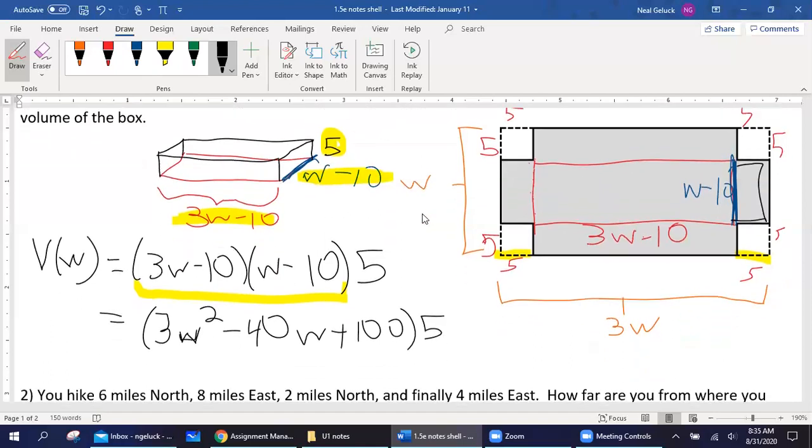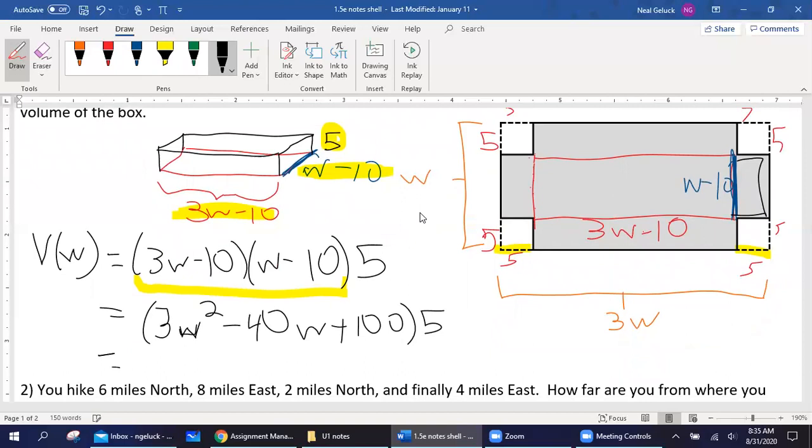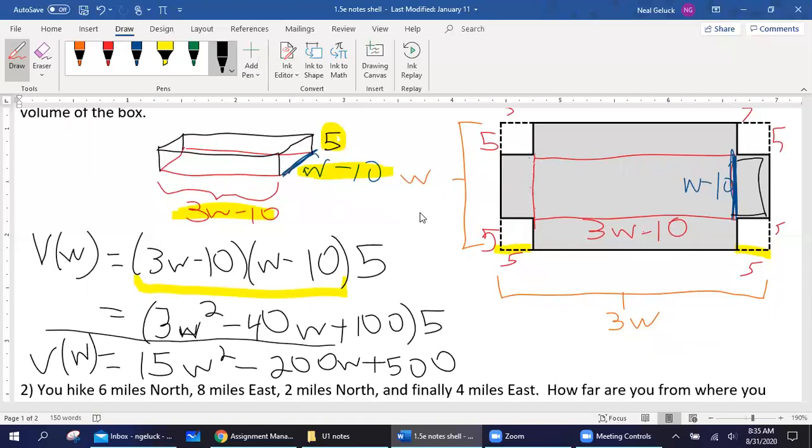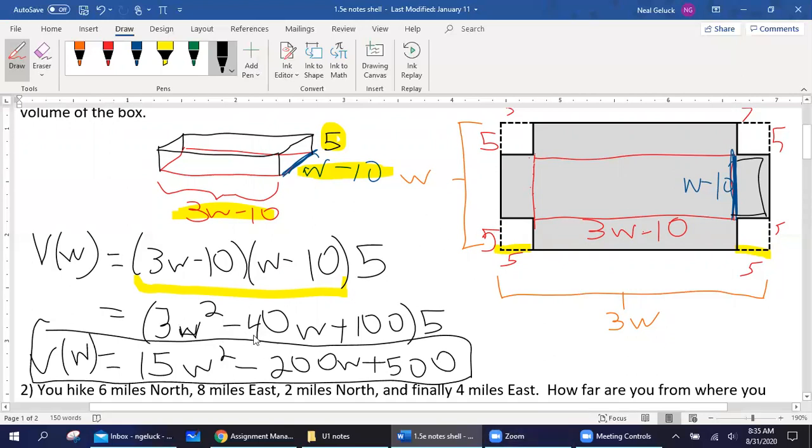So if I distribute a 5 through all of that, I'll end up with my final formula for the volume. So the volume in terms of the width, and remember that's the width of the original sheet, is there. And notice it built a quadratic. We have an x squared. Well, in this case, W squared. Now, fortunately, on this one, it's not asking us to solve anything. We just have to write it.